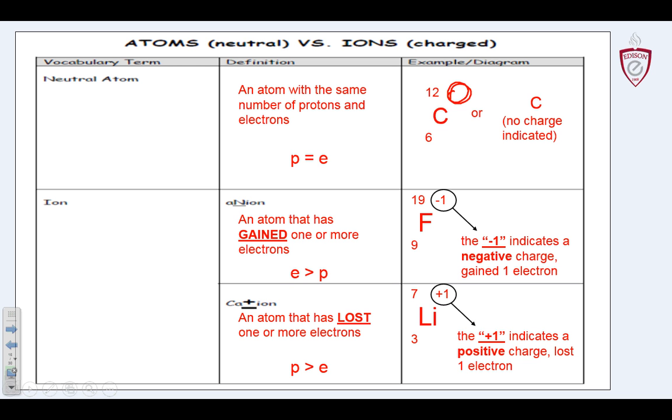Right. Back in the day, I gained college debt. Yeah. My bank account became more negative money. Yeah, negative money. Seriously. Okay, so let's move on here a little bit.